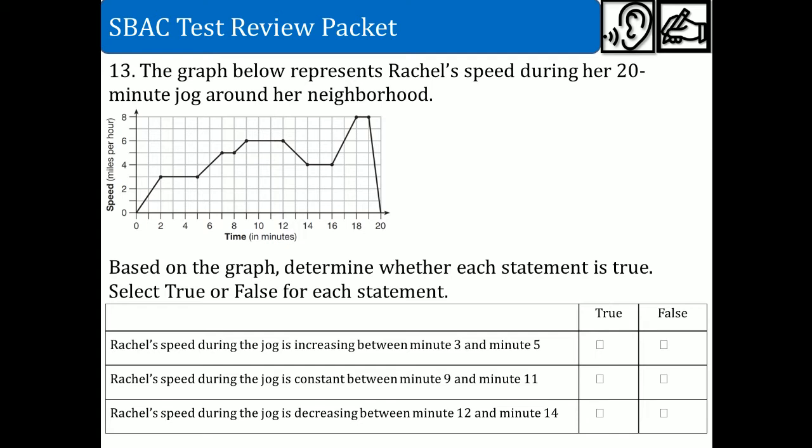Rachel's speed during the jog is increasing between 3 and 5 minutes. So let's look. That is 3 minutes. That is 5 minutes. Is it increasing? No, it is flat. That's why it's false.